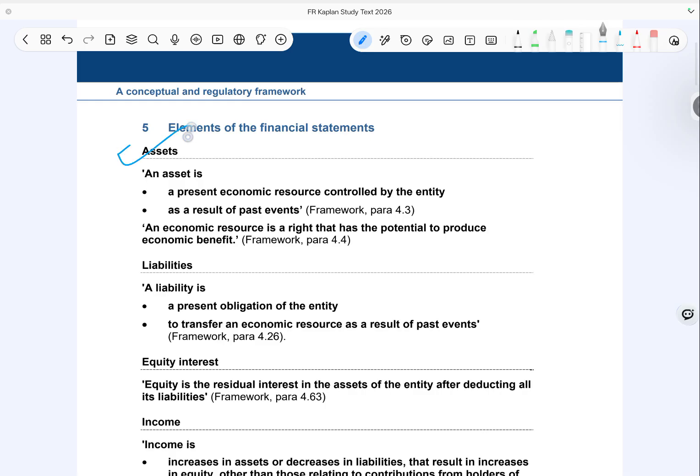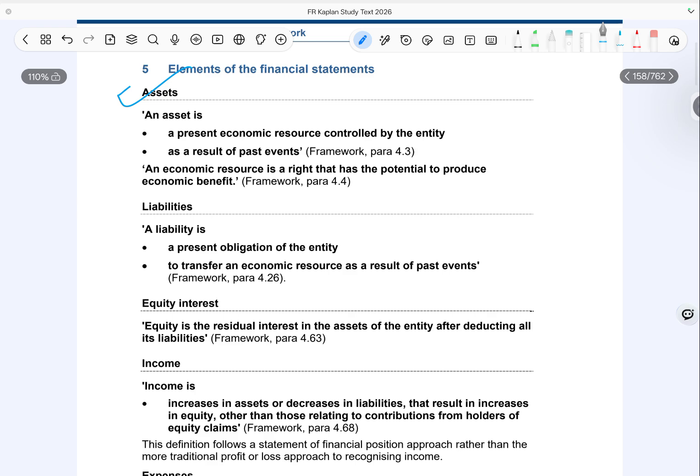And first we have your asset. The framework defines an asset as a present economic resource controlled by the entity as a result of past events. This sounds technical, so let's simplify it. Think of an asset as something the business controls today that can generate future economic benefits because of something that happened in the past. For example, a company buys a machine today. The purchase is a past event. The company controls the machine, and the machine will help generate future benefits. And so that's an asset.